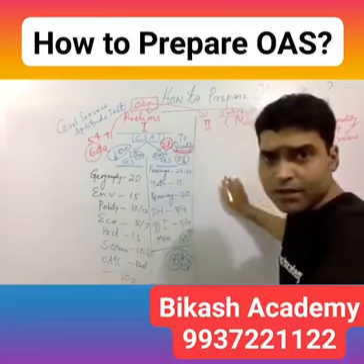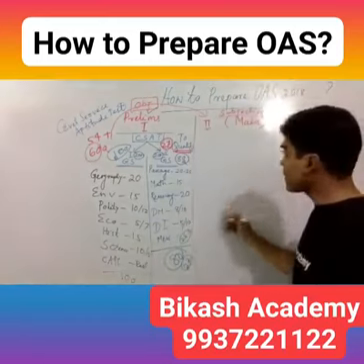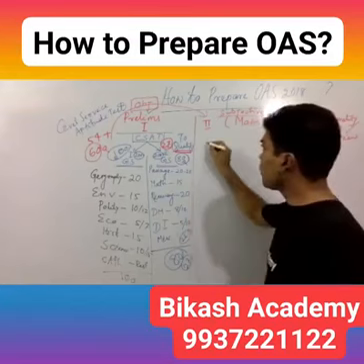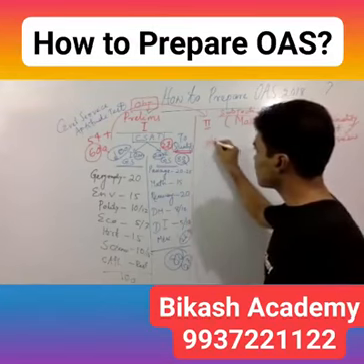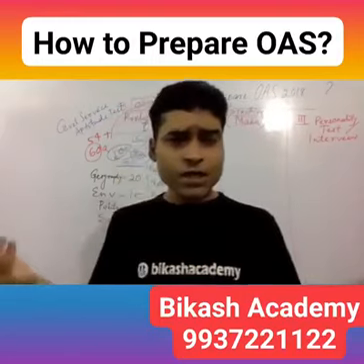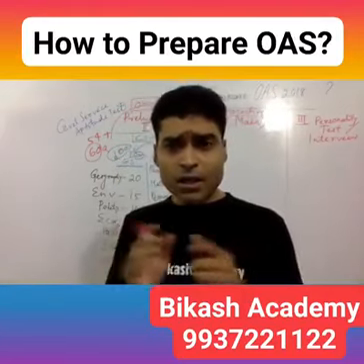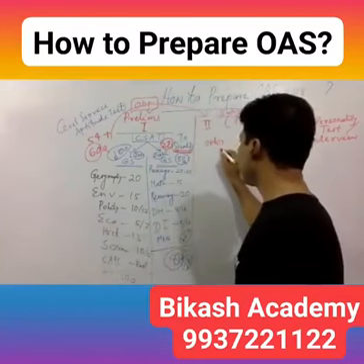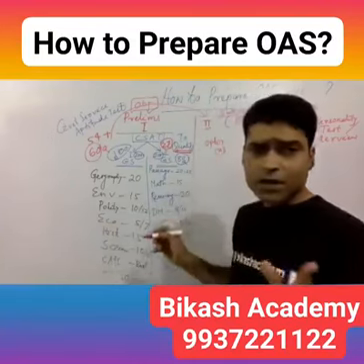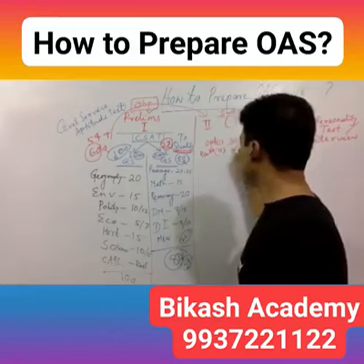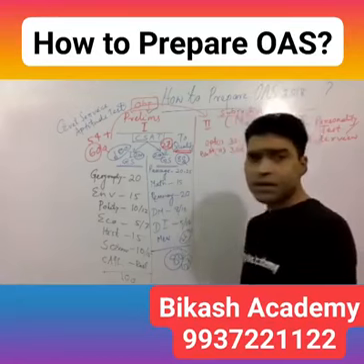Now you are going to write the main exam. In the main exam, what happens? You have 2 optional papers. Suppose any optional: public administration, history, geography, physics, chemistry, botany, there are a number of optionals. So if you keep one optional here, for your understanding, suppose I will take public administration. So paper 1 is 300 and paper 2 is 300.